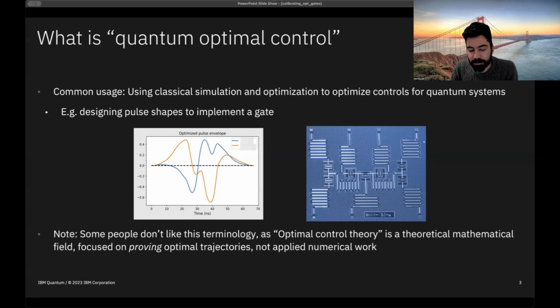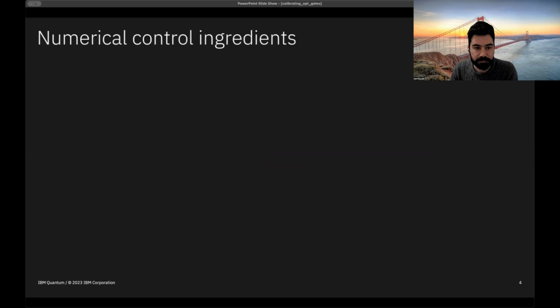One really quick comment is that some people don't like calling the numerical optimization of things optimal control, because the term optimal control theory is already the name of a theoretical mathematical field. It's more about proving things and not about applied numerical work. But this is how it's used in the quantum literature, at least for this stuff. People call it optimal control theory or OCT. I think the name has stuck already, but that was the point I wanted to make.